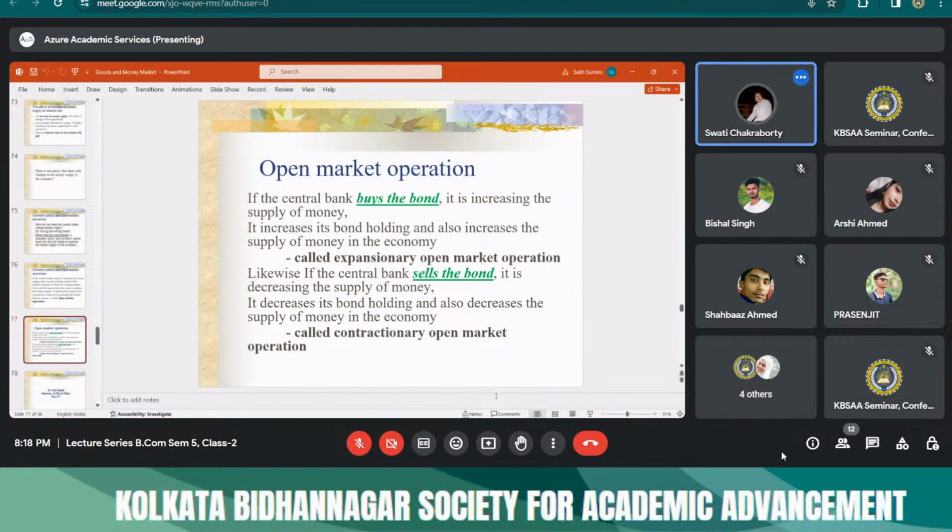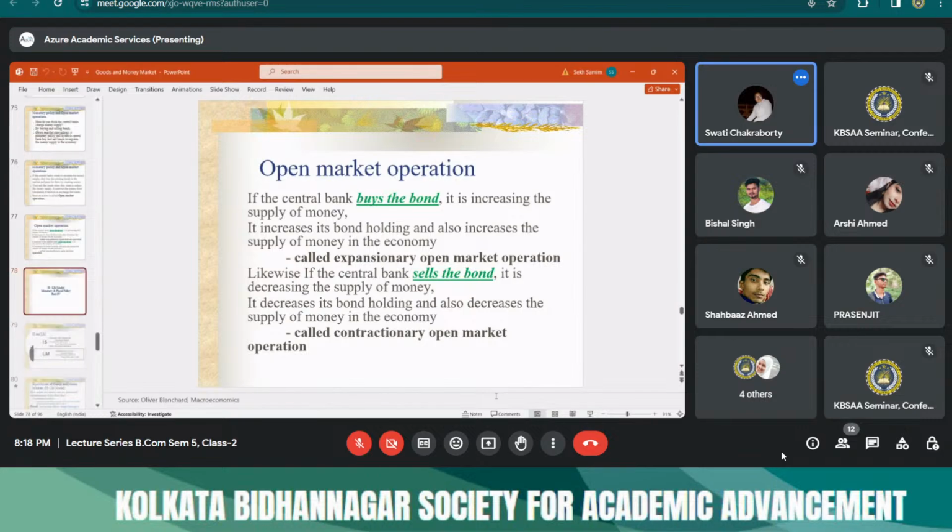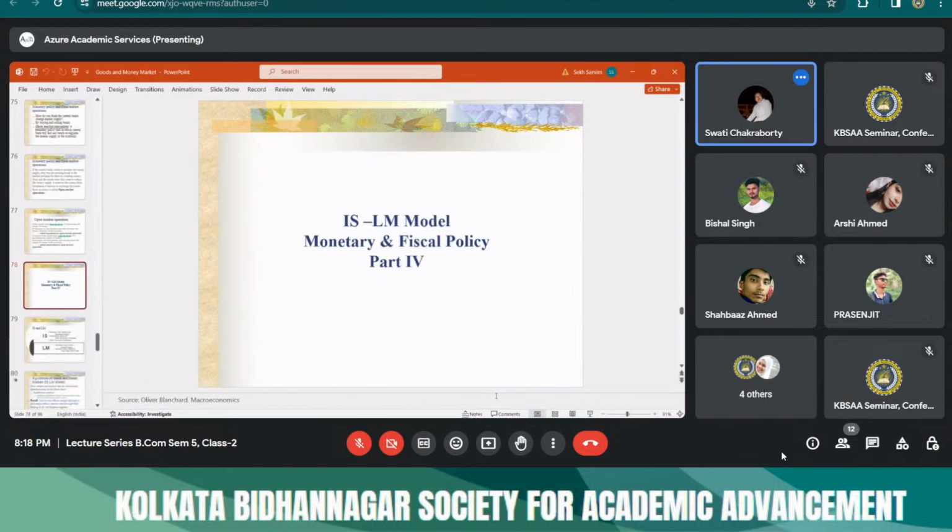Okay, can we go to the next slide, please? This is the last part of the class. Now we are going to put the IS-LM together. That's what is called the IS-LM model. And from here we come across monetary and fiscal policy.